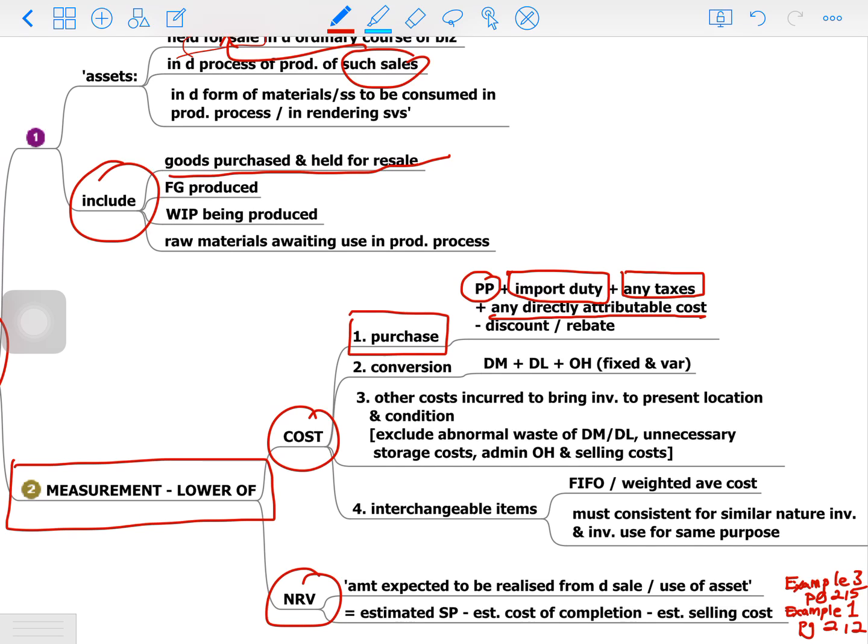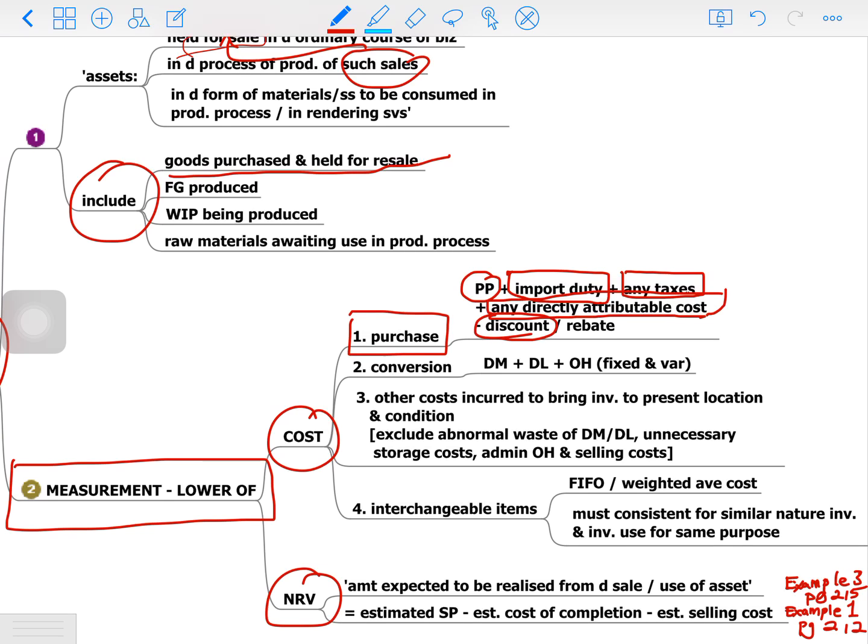Directly attributable costs. If you are a manufacturing company, then you have other costs such as overhead costs, direct materials, direct labor, and then installation cost. This directly attributable cost part includes such as installation cost, carriage cost, carriage by trucks, and then less discount or rebate in your receipt. So you take the net amount, the net amount. So this is what it means by the cost, okay.